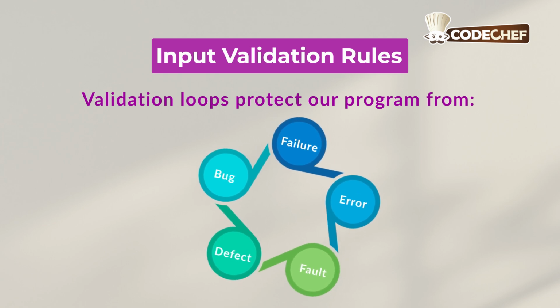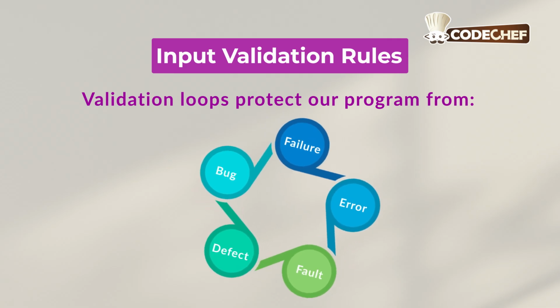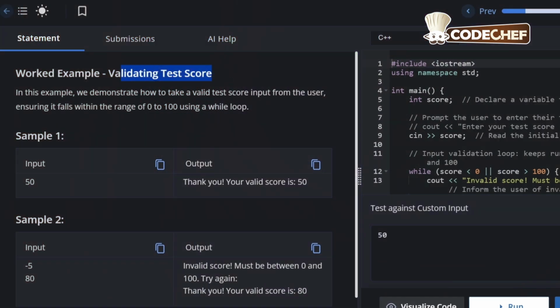Let us have a look at an example on the CodeChef platform to clearly understand input validation rules in C++. Here, the program objective is validating test score. In sample 1, we will first put the input to be 50 and then the output should be: thank you, your valid score is: 50. And again, we will first put the value -5 and then 80. And the output should be: invalid score, must be between 0 and 100. Try again. Thank you, your valid score is: 80.